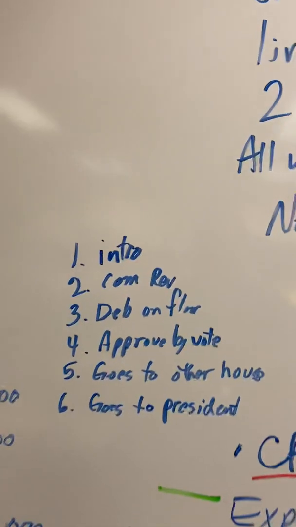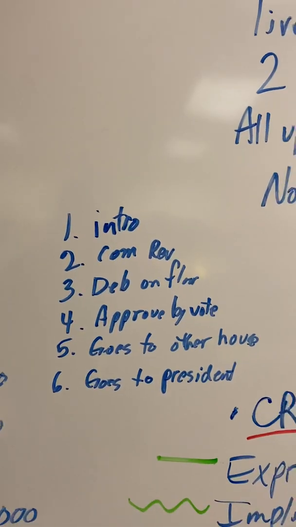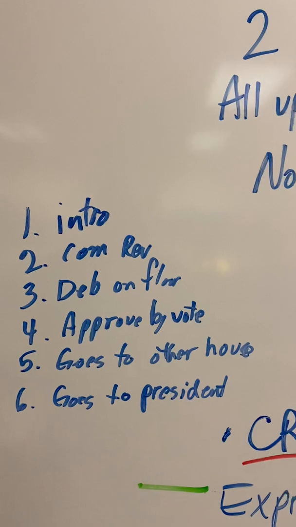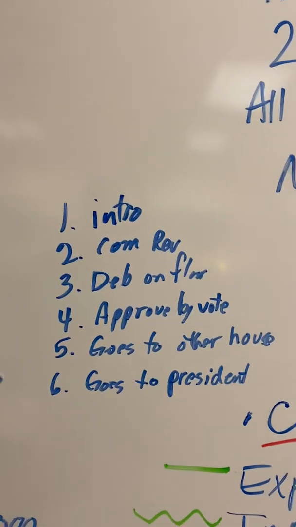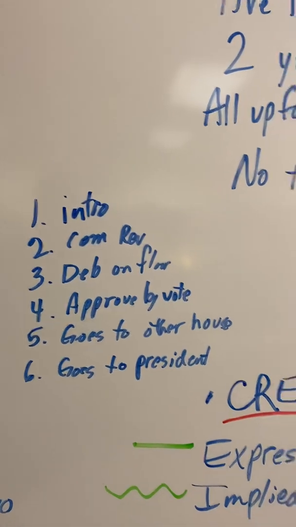And the way a bill becomes a law is first it's introduced into committee, the committee reviews it, it's debated on the floor, approved by vote, and then it goes to the other house. It can originate in either house, and then it goes to the president.